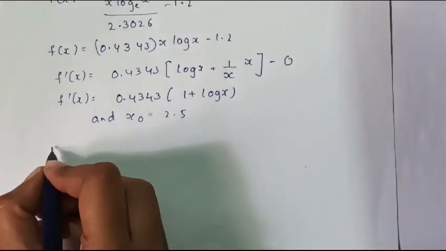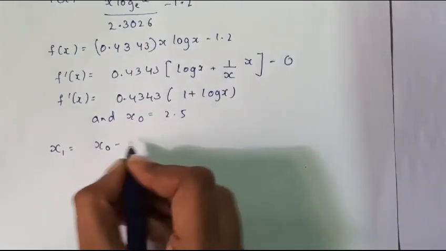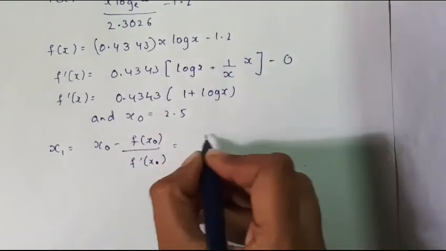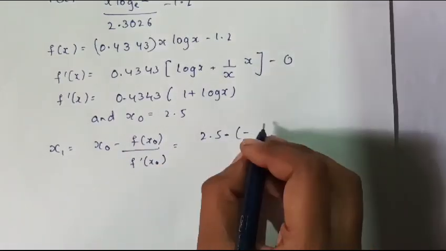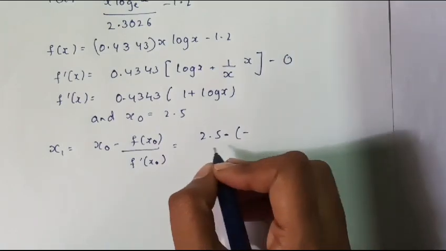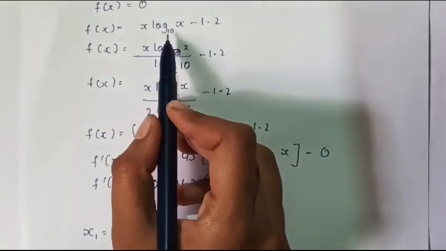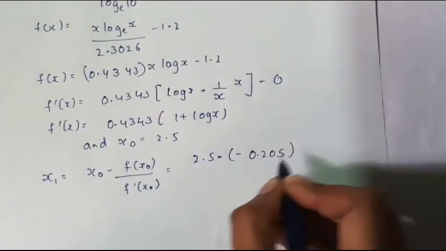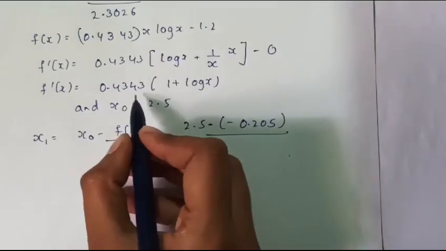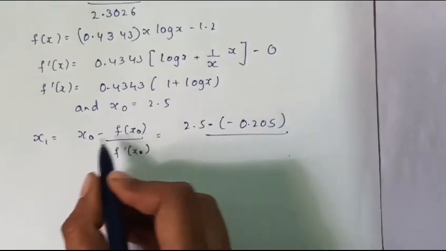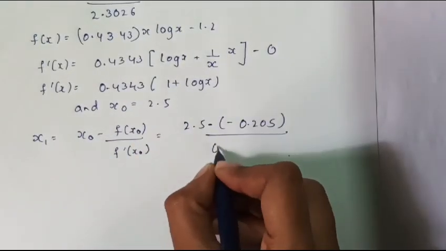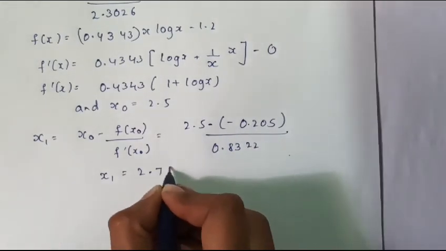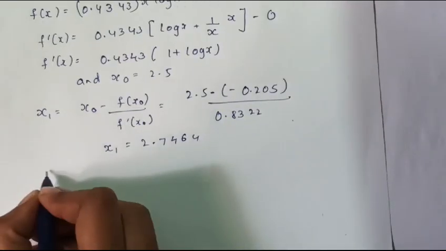So here we need to find x1. x1 is equal to x naught minus f of x naught divided by f dash of x naught, which is equal to 2.5 minus of minus f of x naught. In f of x naught, you need to substitute the x naught value, which gives minus 0.025 divided by f dash of x naught. In this, you need to substitute the x naught value 2.5, which gives 0.8322. Therefore x1 is equal to 2.7464, and we need to find x2.